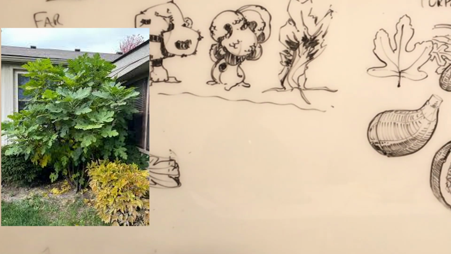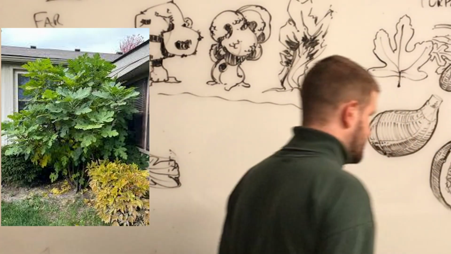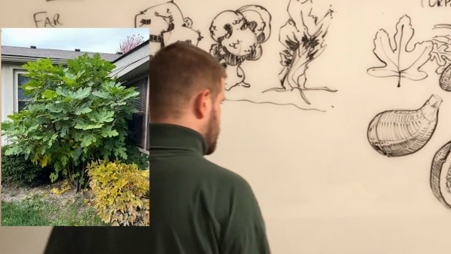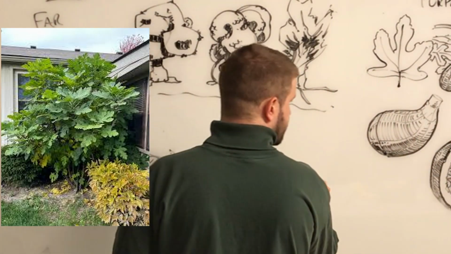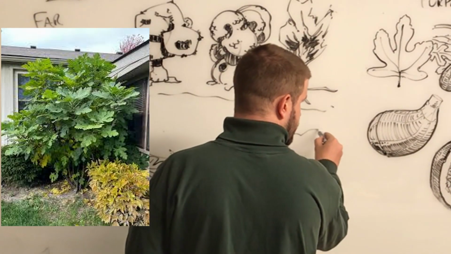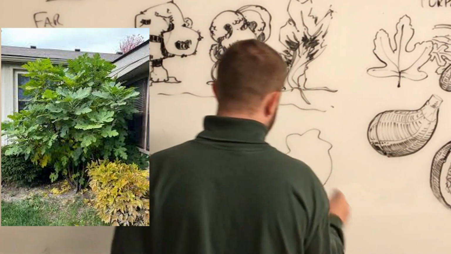Actually, why don't we do the large scale one? It's this one. Start with an outside shape. This is the tree that's in the corner of the house. Start with the outside shape. You don't even have to look at it to draw the shape. I'm doing it blind.